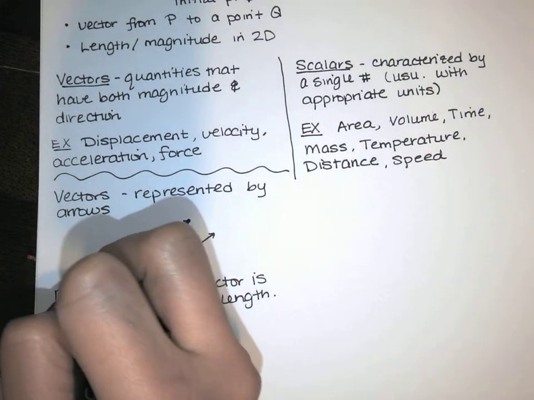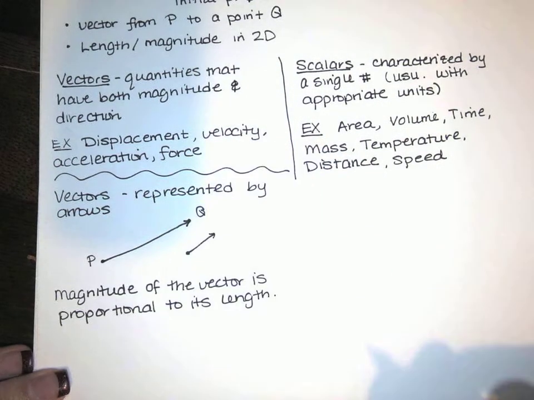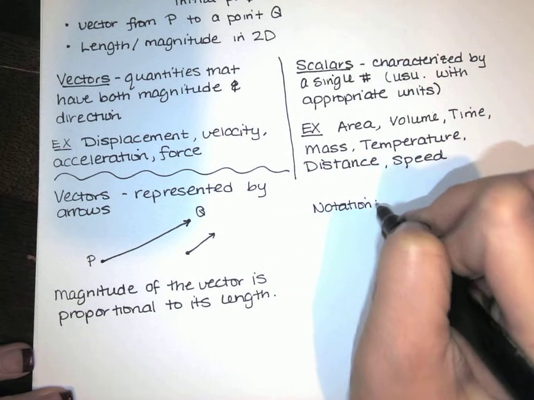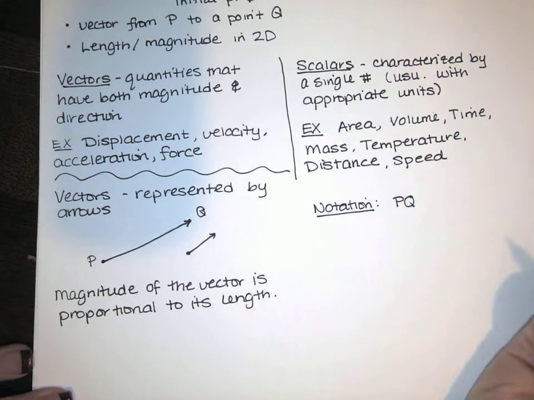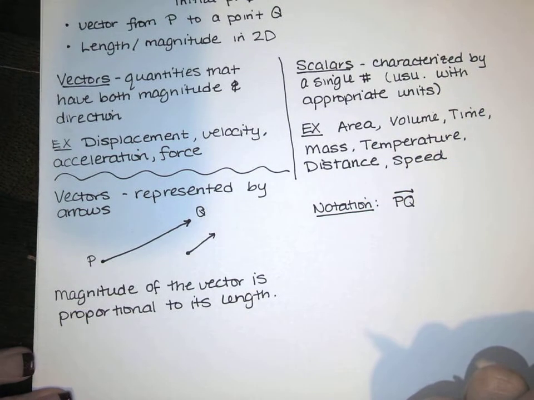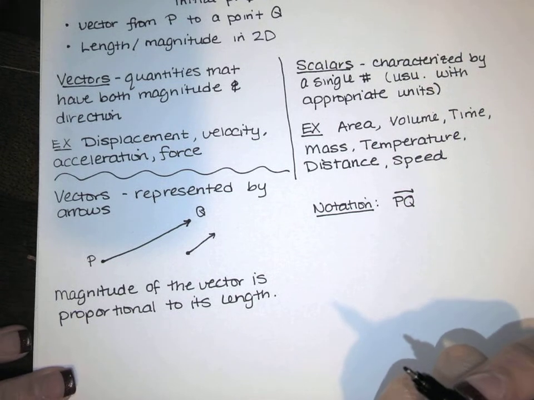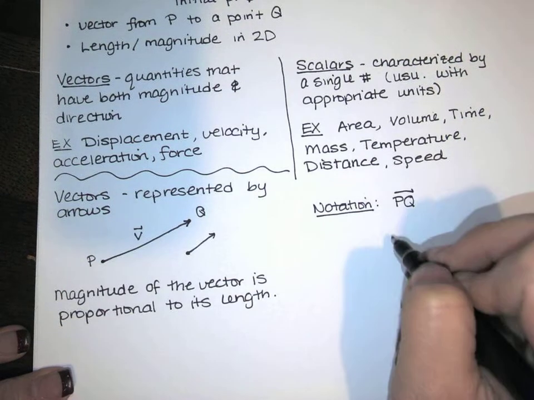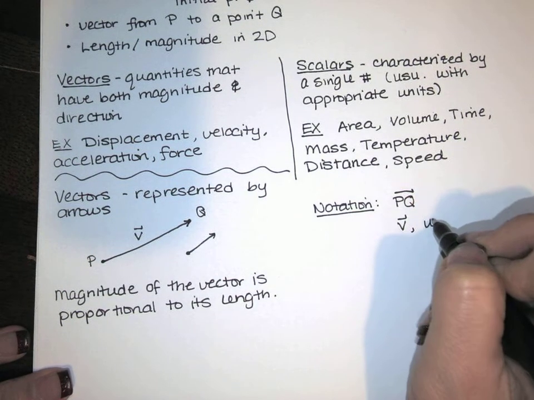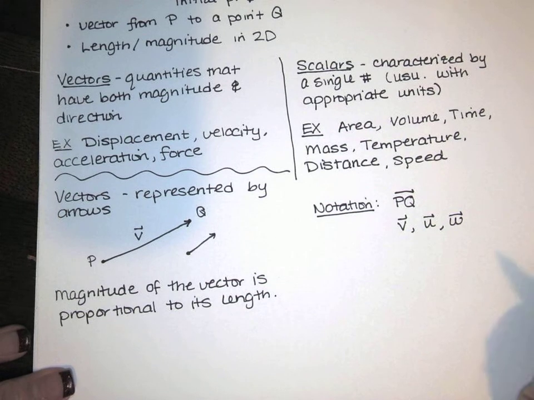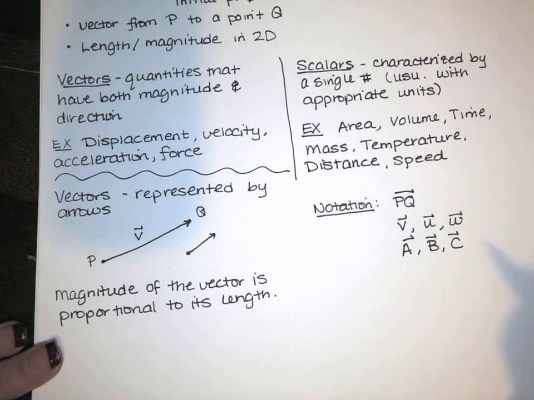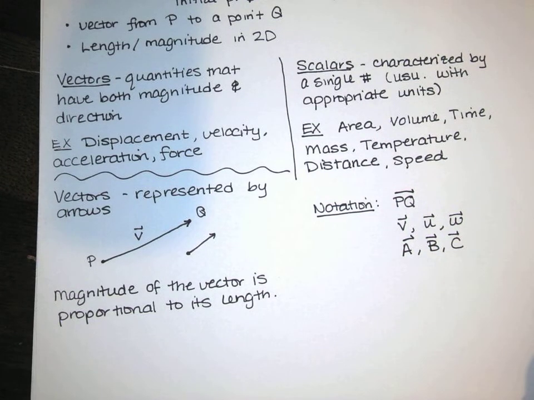Now if I'm starting at a point P and ending at a point Q, we have a couple of different notations for this. If I start at P and end at Q, we might call this the vector PQ and put a little arrow over it. Often our textbook author, and a lot of textbook authors, like to use lowercase letters with arrows over them, so this might be the vector v. We also tend to use u and w a lot in our book. I've seen capital letters used as well, although not as often as the lowercase letters. All of those could be vectors.